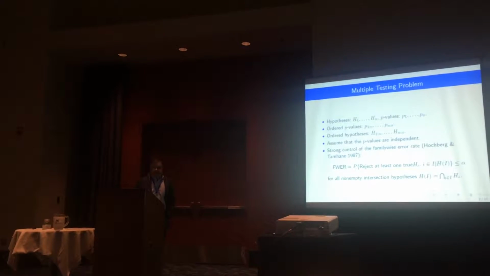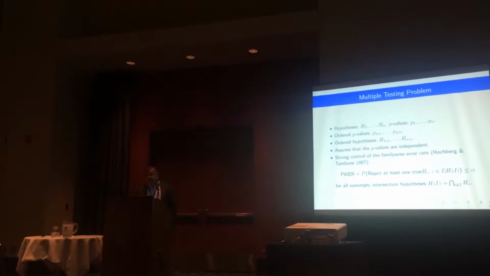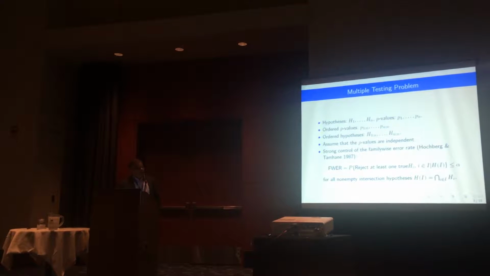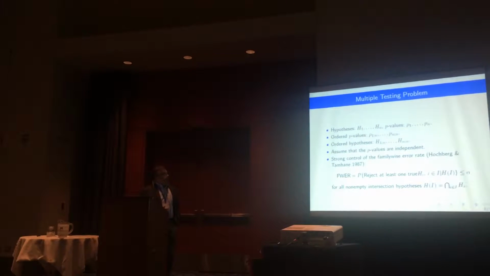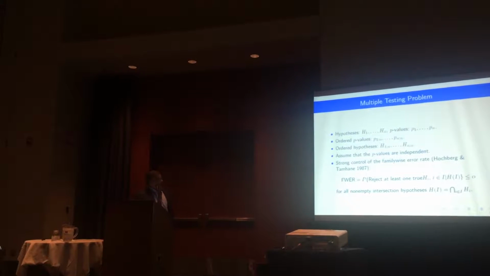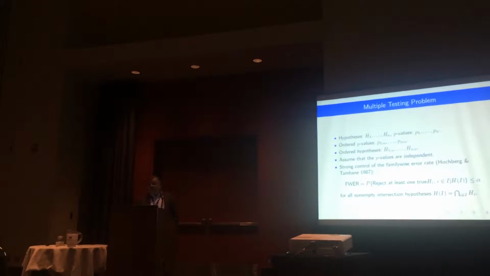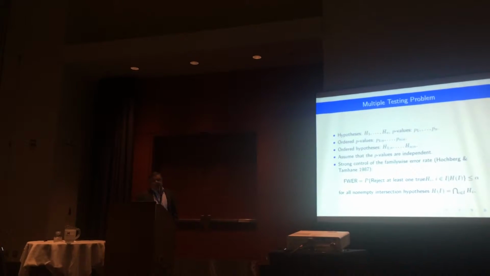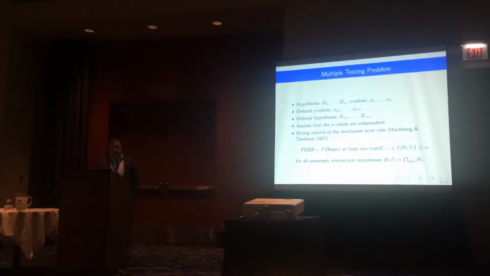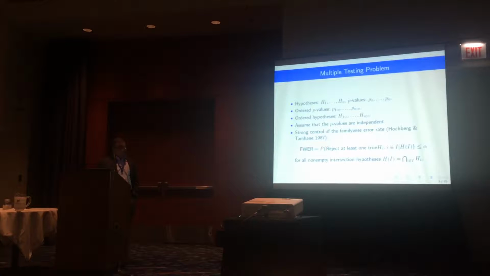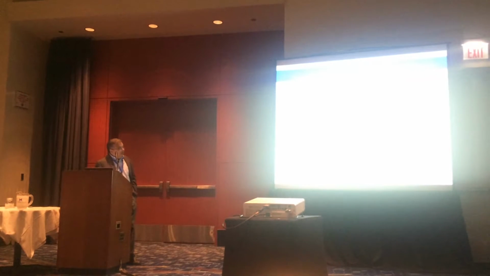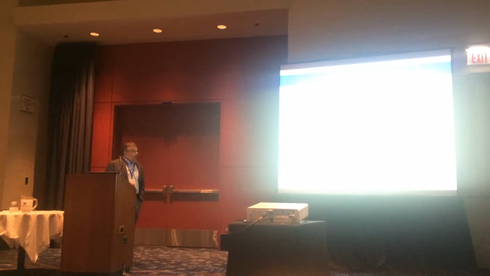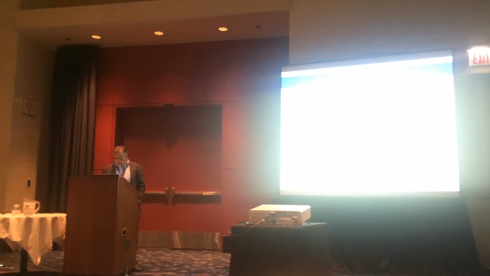First of all, I will state the multiple testing problem, which is a standard multiple testing problem. We've got n hypotheses with p-values p1 through pn, and ordered values are indicated by double subscripts 1,n, 2,n, and so on, and the corresponding hypotheses are similarly ordered H1 through Hn. In this talk, we'll assume that the p-values are independent, and we have the usual strong control requirement for the family-wise error rate, which is the probability of rejecting at least one true Hi, for all non-empty intersection hypotheses HI.